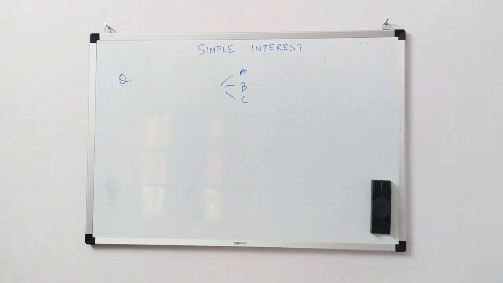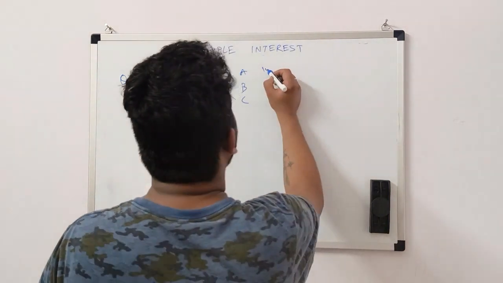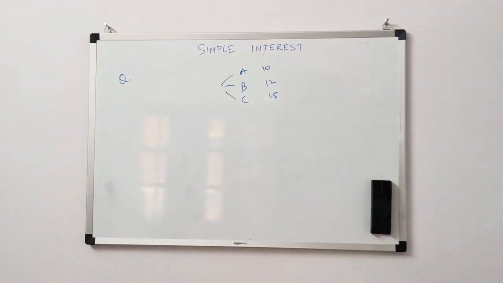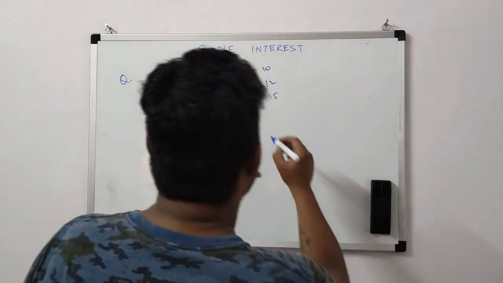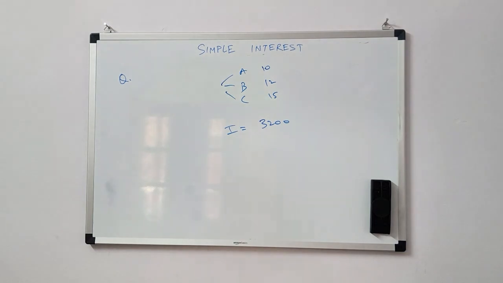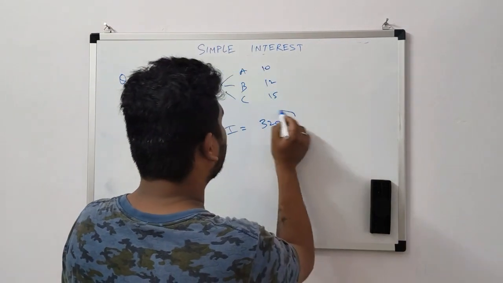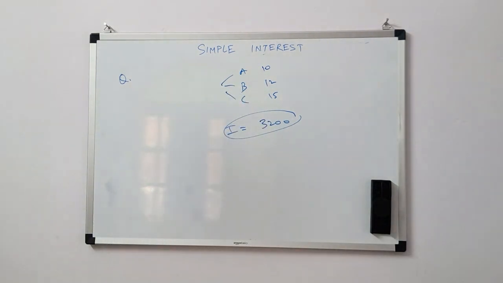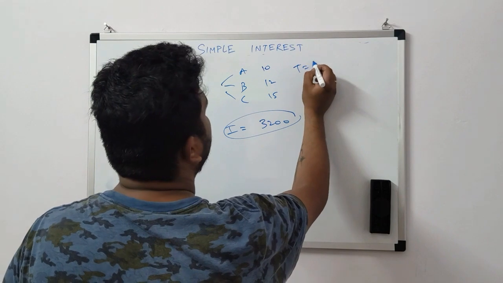or lengthy questions. You invested certain amounts in schemes at 10, 12 and 15, obviously percent. If the total interest in 1 year is 3200, so in 1 year the interest is 3200. Find the amount you invested in scheme C. Okay, so 3200 is the total interest that is generated in 1 year. So time is 1 year.